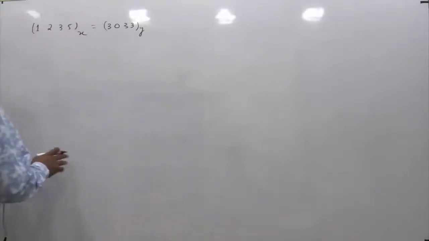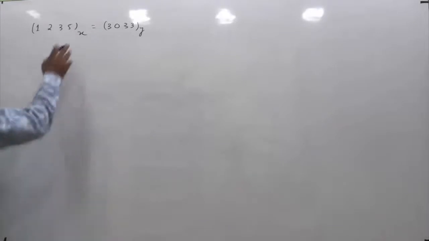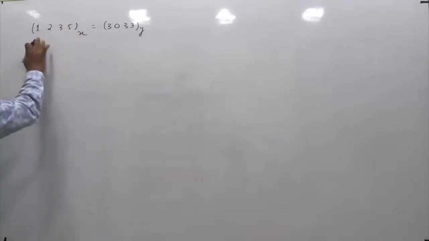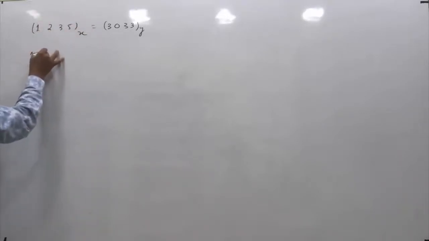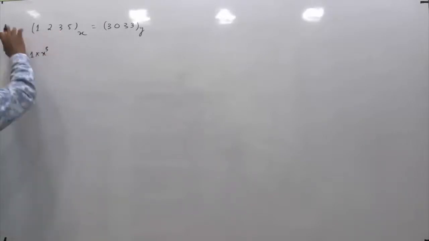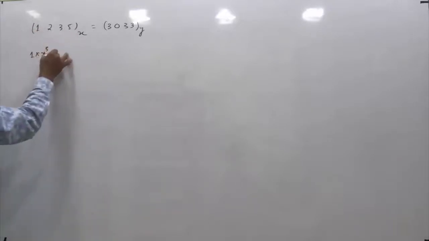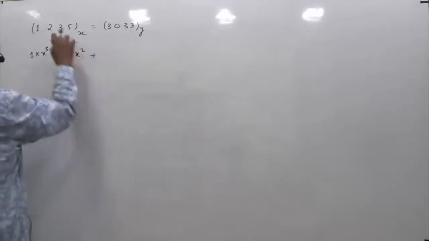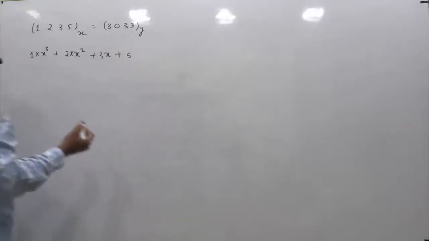So how to convert a number of any base into base 10? We just have to expand that number in terms of a polynomial with respect to the corresponding base. For example, if I ask you what is the base 10 equivalent of this number, so this is 1 into x cube, because this is x power 0, x power 1, x power 2, x power 3. That's what I am telling. You just have to expand it as a polynomial with respect to this base x. So 1 into x cube plus 2 into x square plus 3 into x power 1, that is 3x, plus 5 into x power 0, that is 5.